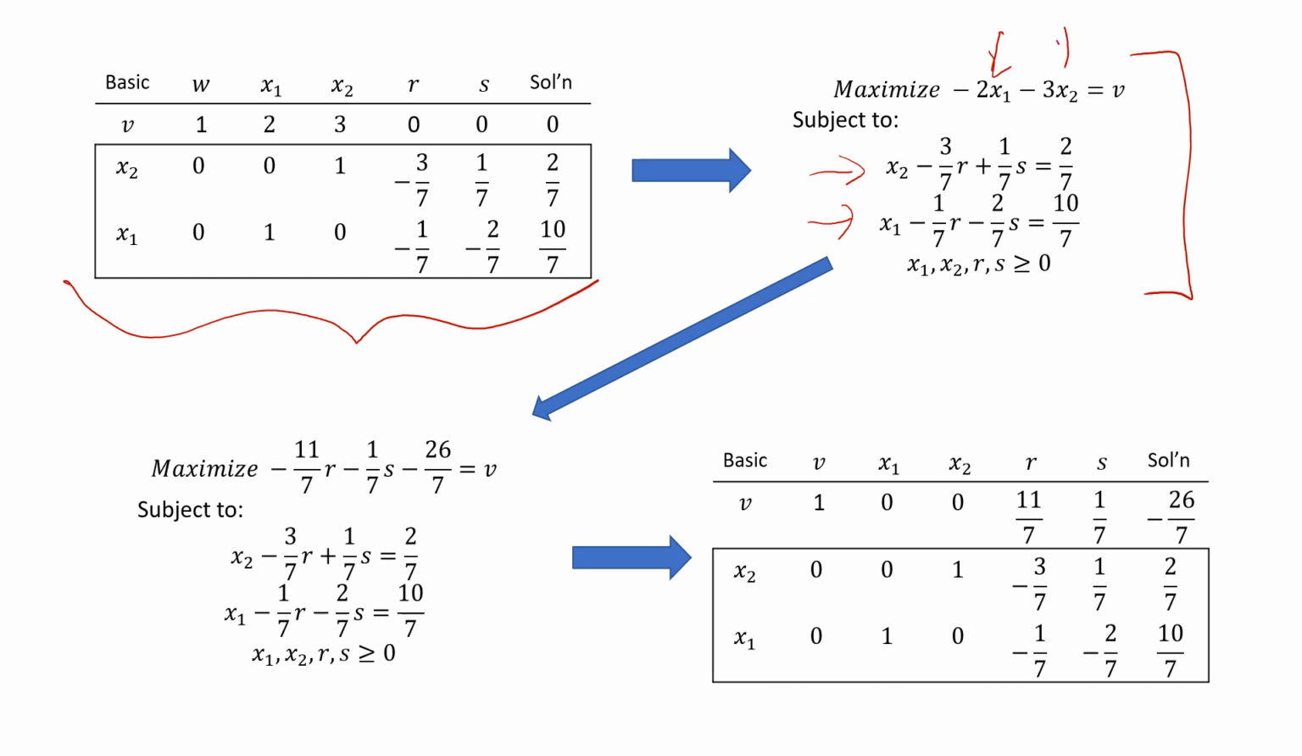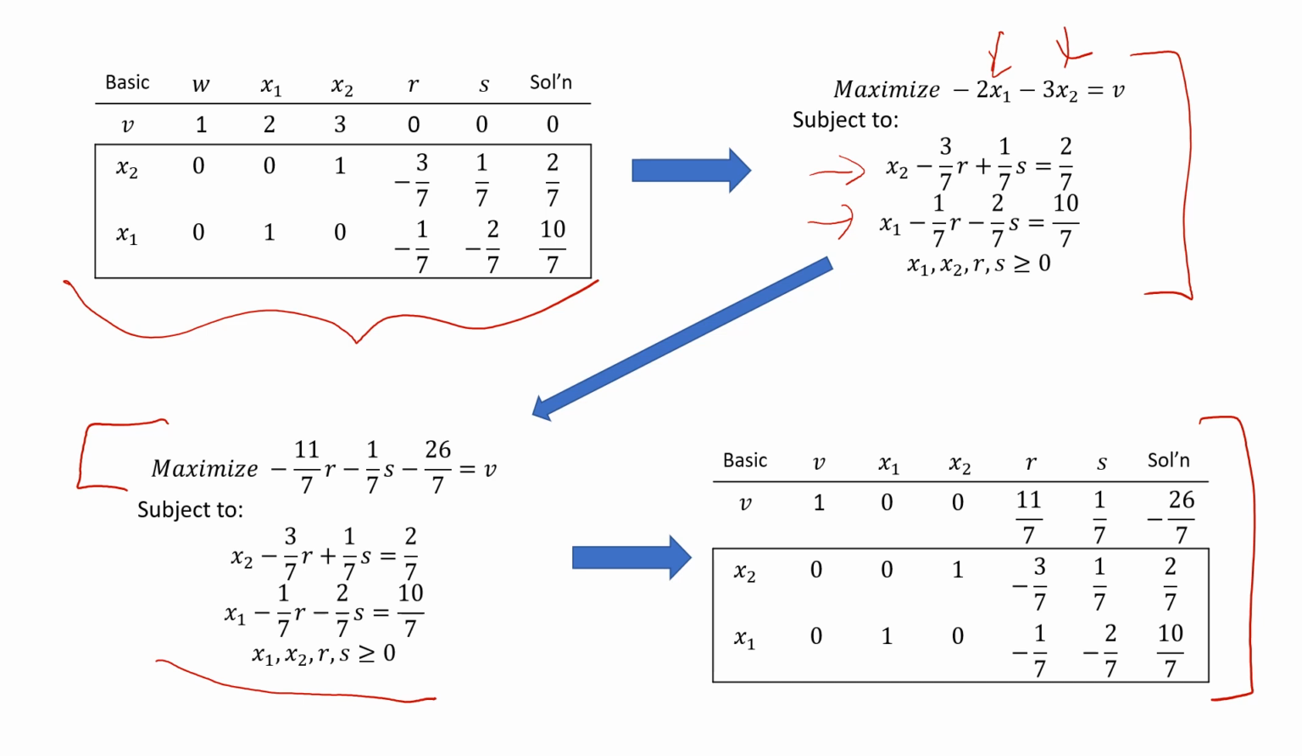Do the same thing for x2. We want to get our basic variables out of our objective function. We end up with a new objective function. Well, it's the same objective function, but we've written it now in terms of our non-basic variables, which is what we want. Take that and put it back into our tableau, and we end up with a new tableau in the format we want.